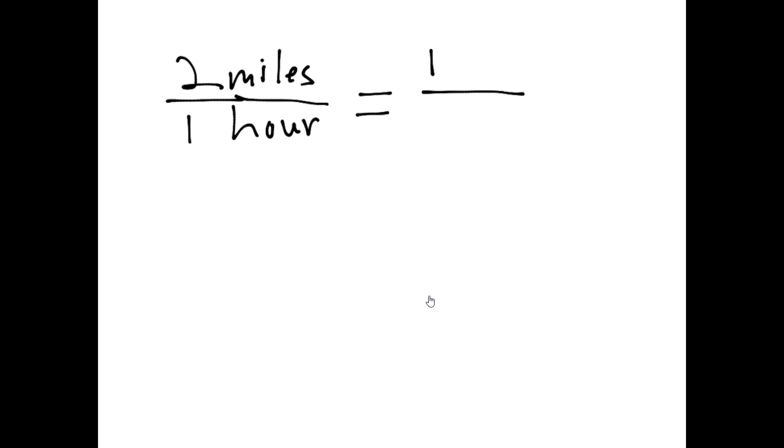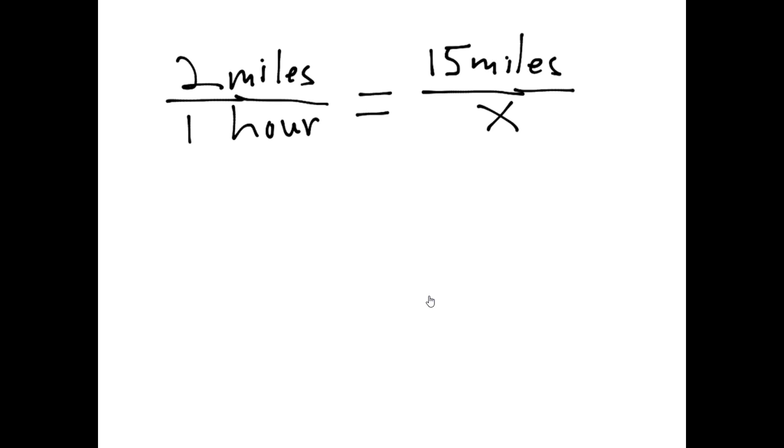So we know we're looking for 15 miles, and we need to find out how long that takes. So we assign the variable x to that. So, miles per hour on the left-hand side. So 2 divided by 1 is simply 2 miles per hour.